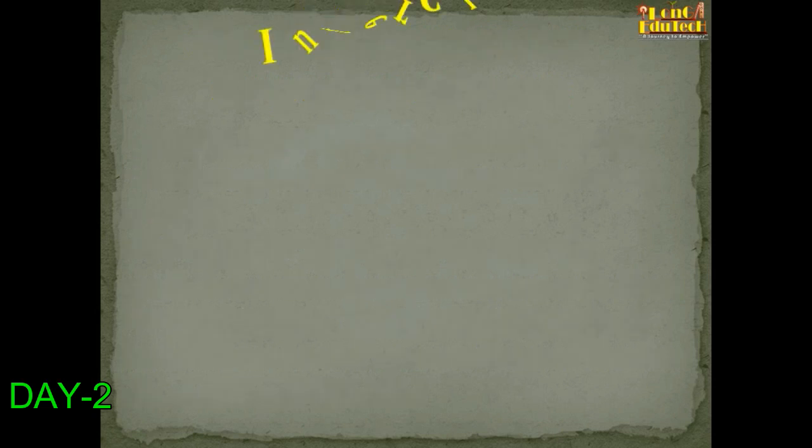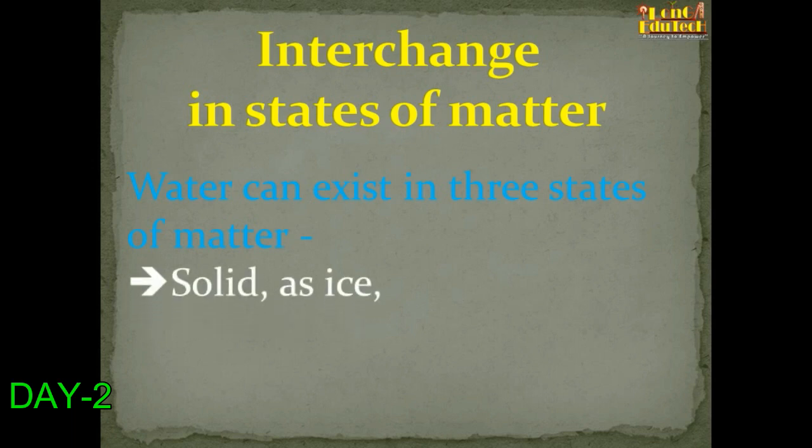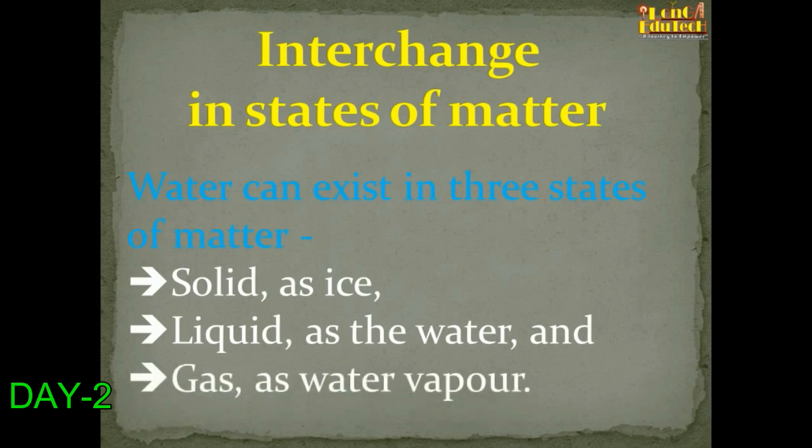Now we'll discuss the interchange in the states of matter. That means matter can change its state from one form to another. For example, water can exist in the three states of matter: solid as ice, liquid as water, and gas as water vapor. So water can exist as a solid, liquid, and gas.